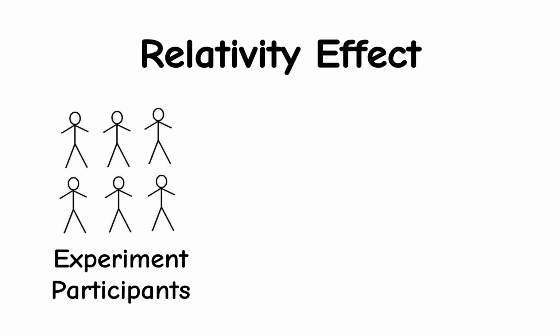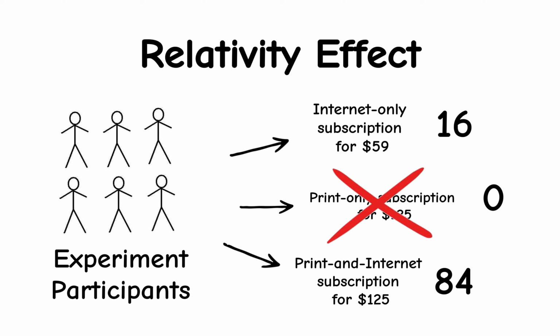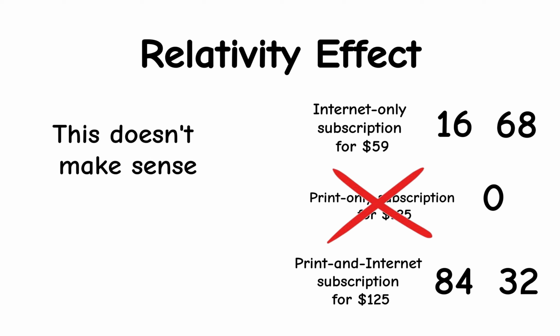Relativity effect. 100 people were offered 3 options to choose from. 16 of them chose the first one, none chose the second one, and 84 chose the third one. After that, the second option was removed, and this time 68 chose the first one, and 32 chose the third one. This doesn't make sense.